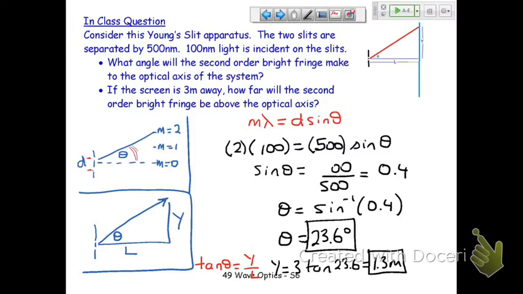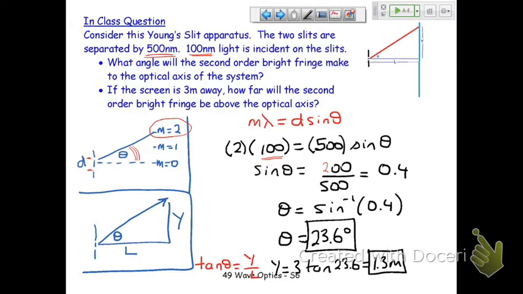So there's my angle. My second order bright fringe, m equals 2. So I say m lambda equals d sine theta, so 2 times my lambda is equal to my d, that's the separation between the slits, times the sine of the angle. So the sine of the angle is equal to 200 over 500, which is 0.4. So theta is equal to sine to the minus 1 of 0.4. So theta is equal to 23.6 degrees.